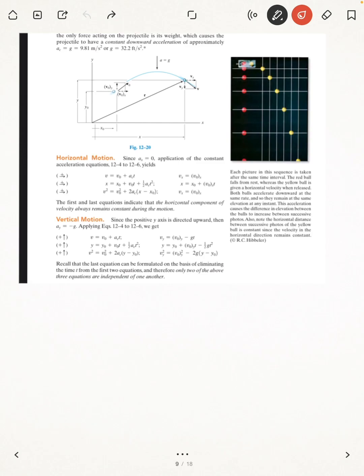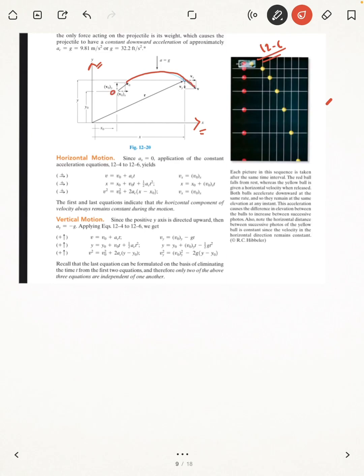Now we're going to start the new subchapter 12.6, the motion of a projectile. I think you have an idea about the projectile. That is also the motion of a particle along a curve. In the projectile we'll be solving for two axes: one is the x-axis and another is the y-axis. This is the path of motion of the particle.